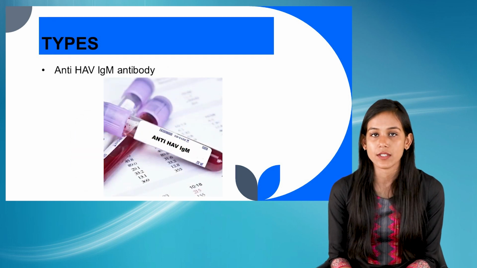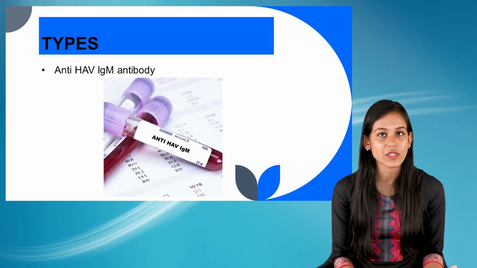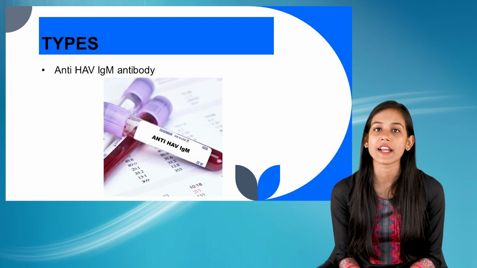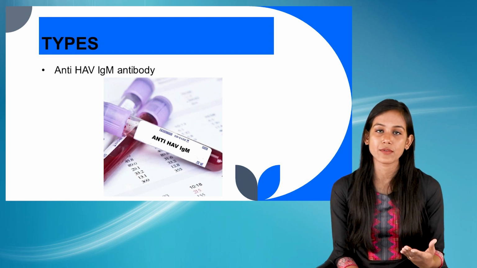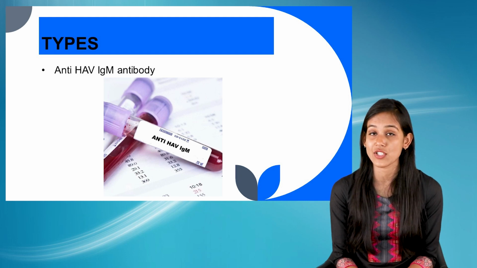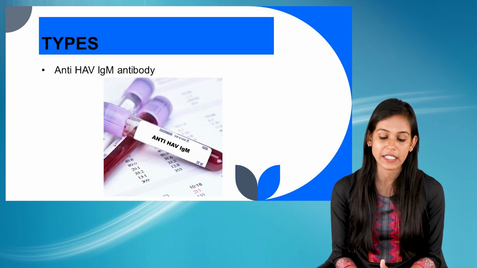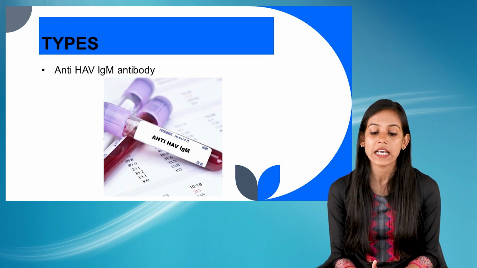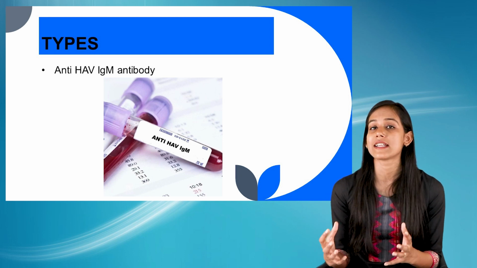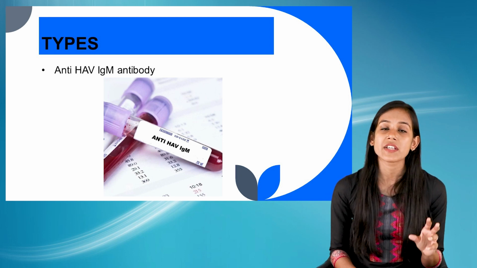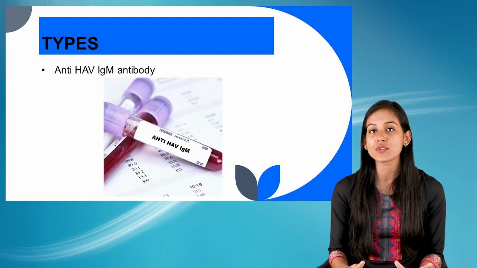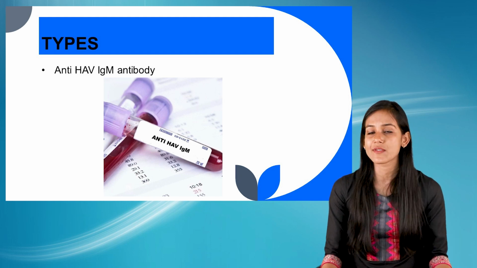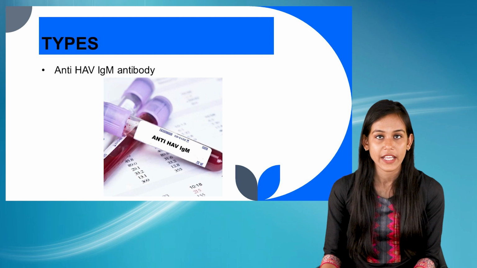Now, the next question is how we would get to know which virus has caused the disease, right? For that, if we find anti-HAV IgM antibody, that means there is anti-hepatitis A virus IgM antibody, and that indicates an active infection. Why? Because this is an antibody which is produced in the early stage of the infection, right? So if this is found in the blood, that means there is an active infection.